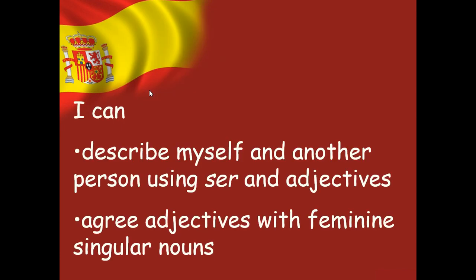Today, then, what we're going to be doing is finding out how to describe ourselves and another person using the verb ser, which is the verb to be, and some adjectives. We're also going to be working on agreeing the adjectives with feminine singular nouns. In other words, we're going to be looking at how we have to match the adjectives with those feminine nouns.